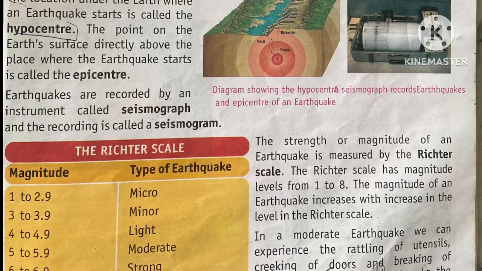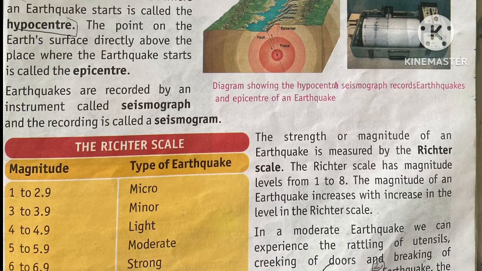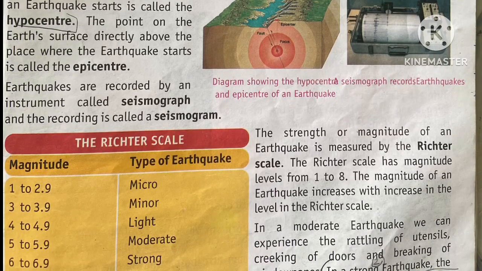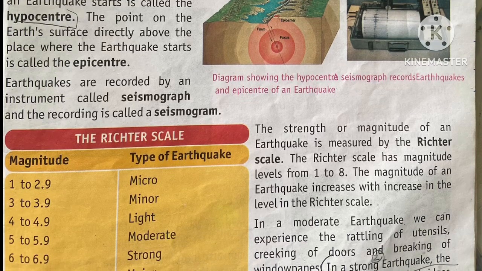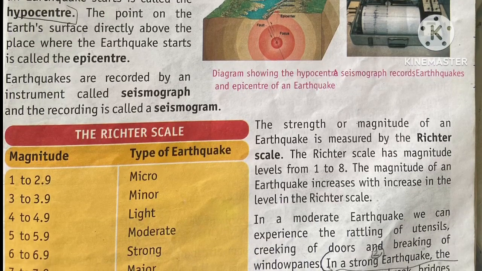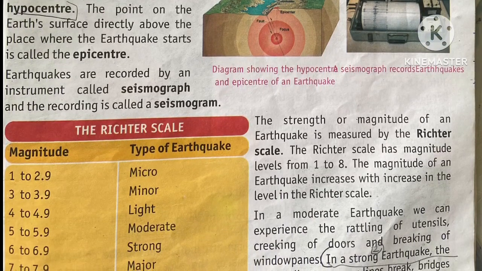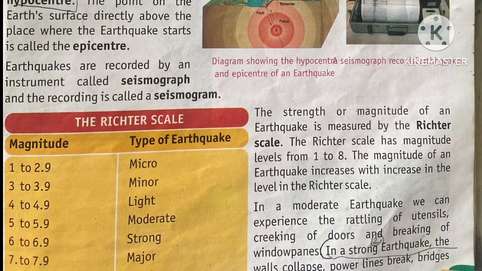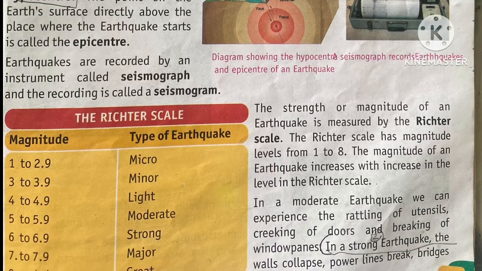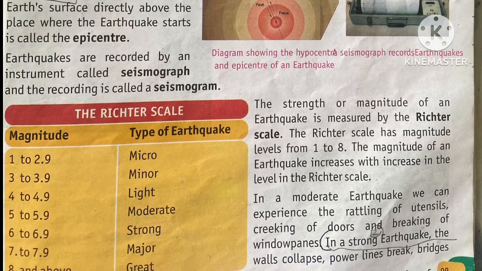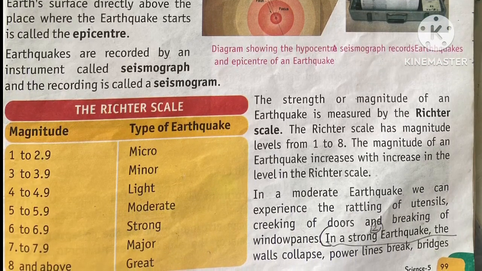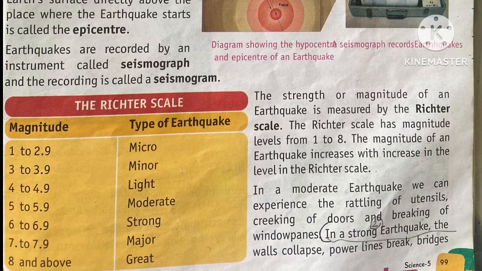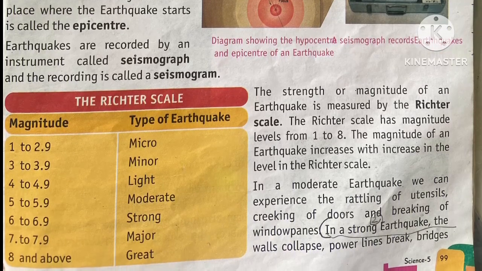The strength or magnitude of an earthquake is measured by the Richter scale. The Richter scale has magnitude levels from 1 to 8. The magnitude of an earthquake increases with increase in the level in the Richter scale.